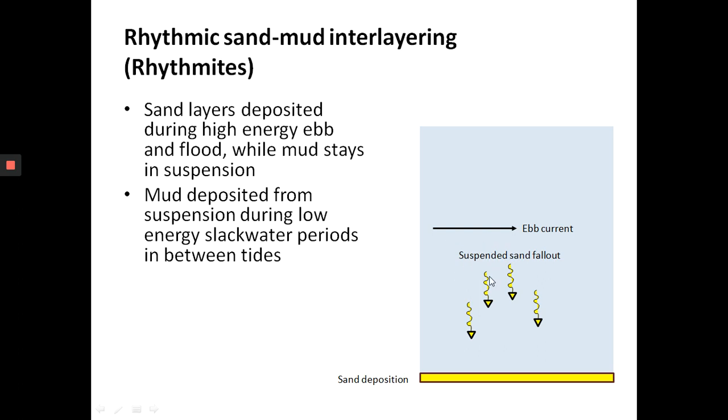So you get suspended sand fallout, marked by yellow here. Sand particles will start to fall down and then develop a bed of sand on the seafloor. Nice bed of sand here, right? That is during the high energy ebb current.